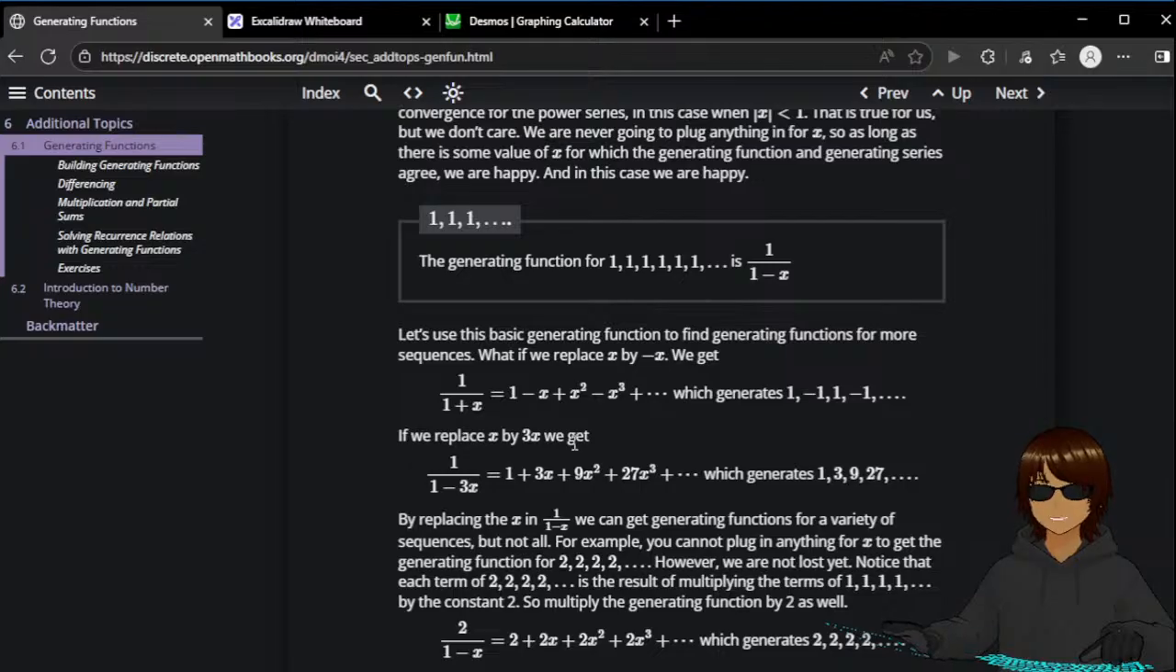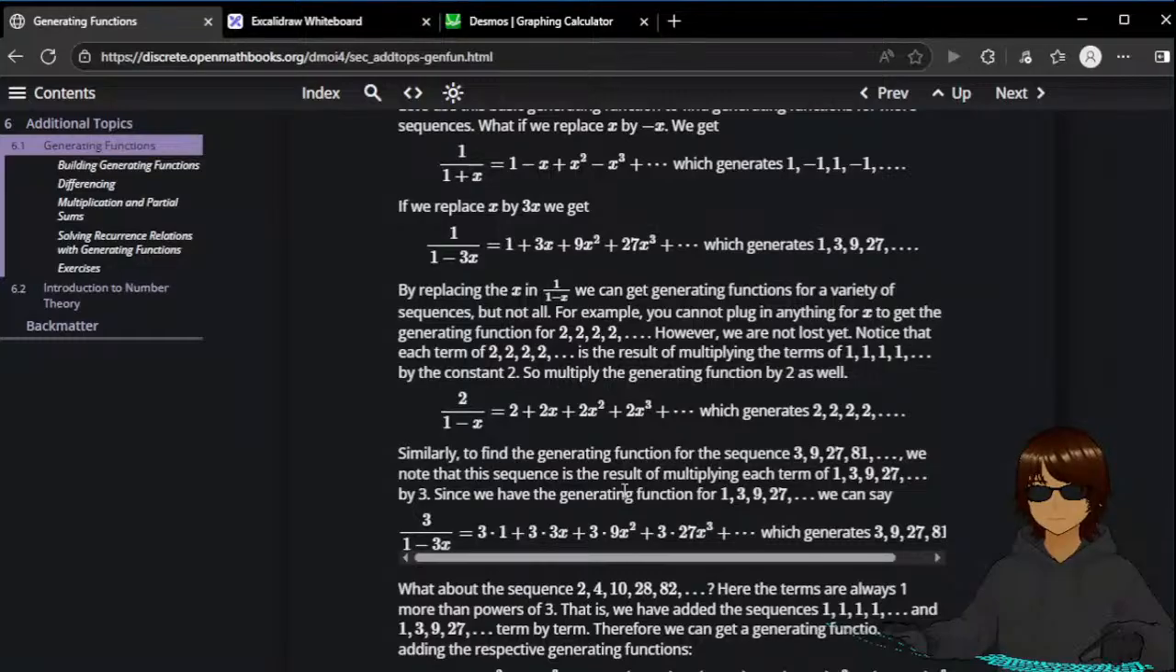We replace x by 3x, we get, okay, by replacing x in 1 over 1 minus x, we can get generating functions for a variety of sequences, but not all. For example, you cannot plug in anything for x to get the generating function for 2, 2, 2, 2, 2. However, we are not lost yet. Notice that each term of 2, 2, 2, 2, 2 is the result of multiplying the terms of 1, 1, 1, 1 by the constant 2. So multiplying the generating function by 2 as well, we get this, which generates 2, 2, 2, 2, 2.